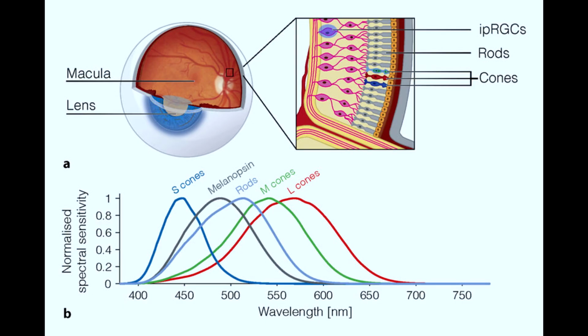Intrinsically photosensitive retinal ganglion cells (IPRGCs) were first suspected in 1927 when rodless, coneless mice still responded to a light stimulus through pupil constriction. This implied that rods and cones are not the only light-sensitive neurons in the retina.